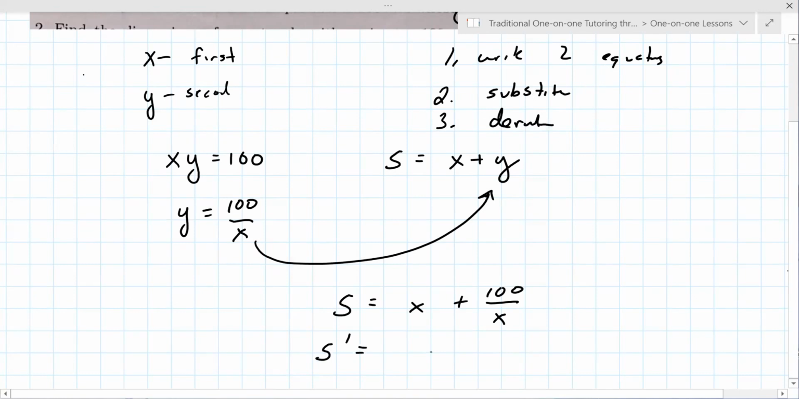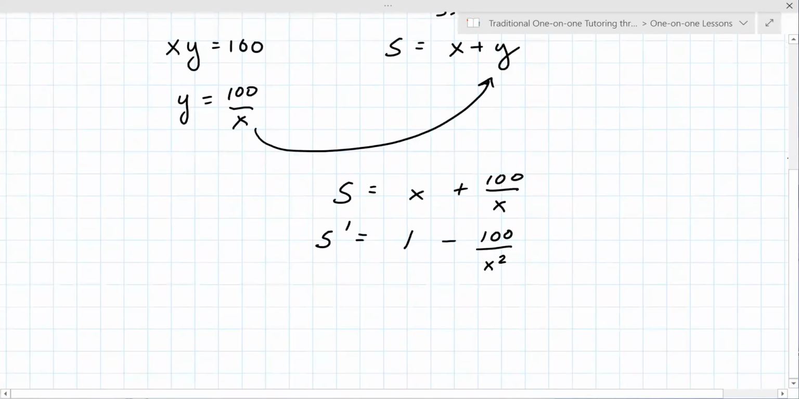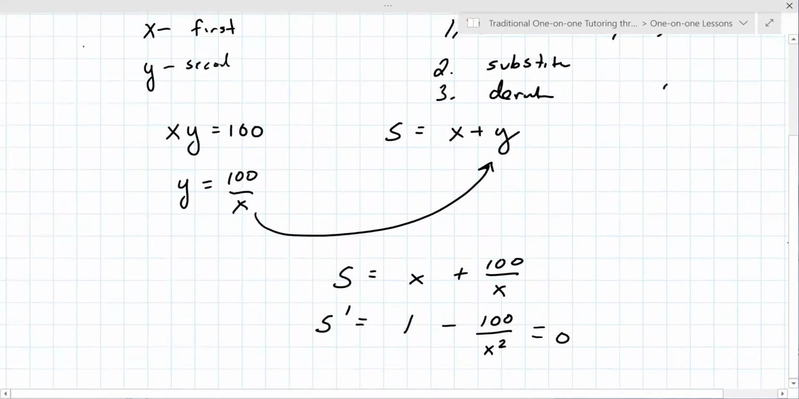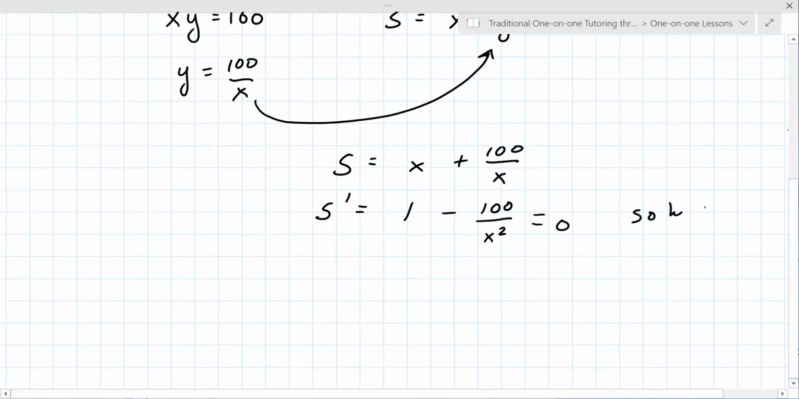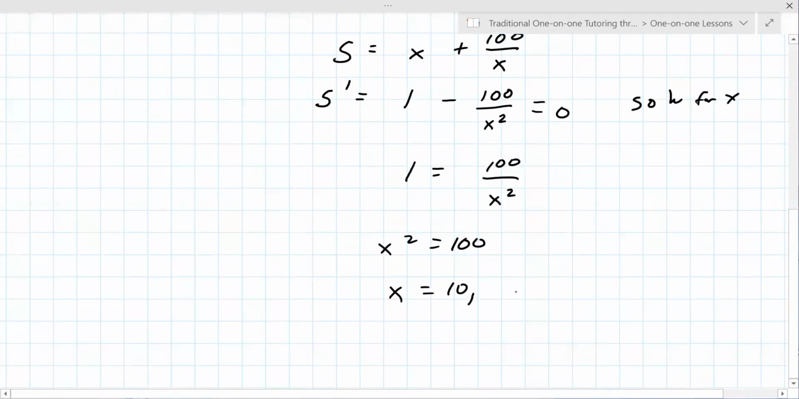S prime is 1 minus 100 over x squared. Then the fourth thing you do is you set this equal to 0, and then you solve for x. So you move the 100 over x squared over, you get 1 equals 100 over x squared, so x squared equals 100. When you solve for x, you get x equals 10 or negative 10.